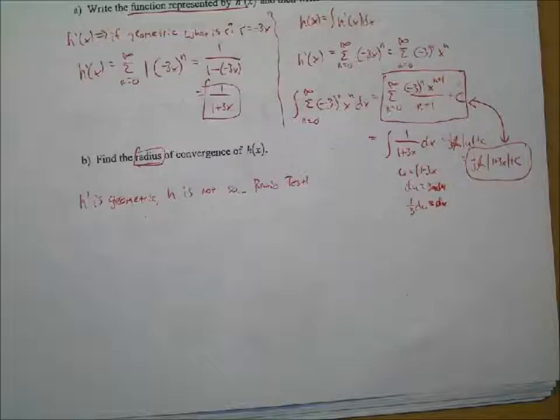Would the n plus 1 on the top and the n plus 2 on the bottom, would the n's cancel out? So that's going to go to 1, right? Because you're taking the limit as n goes to infinity. So it would go to 1.